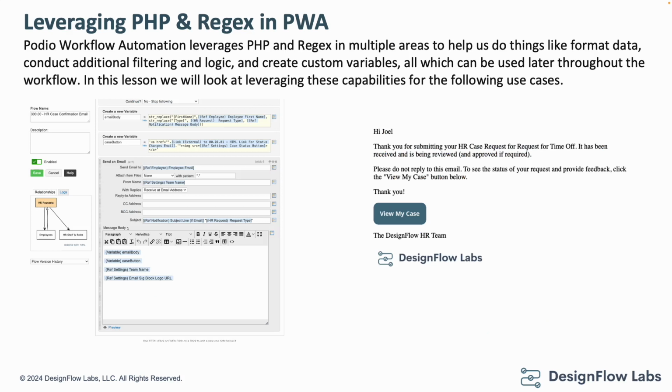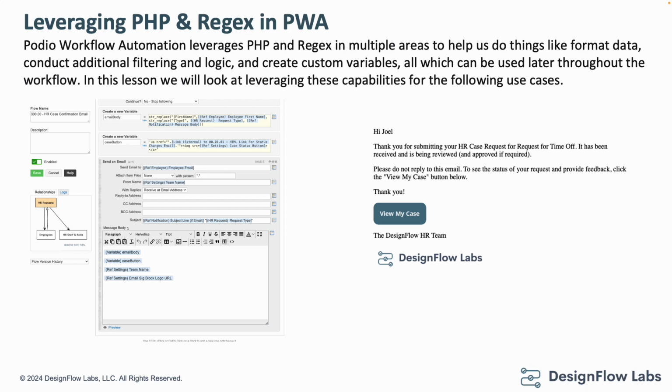Now another example, similar use case, but rather than building a PDF, we wanted to trigger a nice looking email that allowed our employees to get confirmation that they had submitted an HR case. So again, on the left, you can see the workflow. This is just a confirmation email that gets sent when an employee submits an HR request or an HR case.